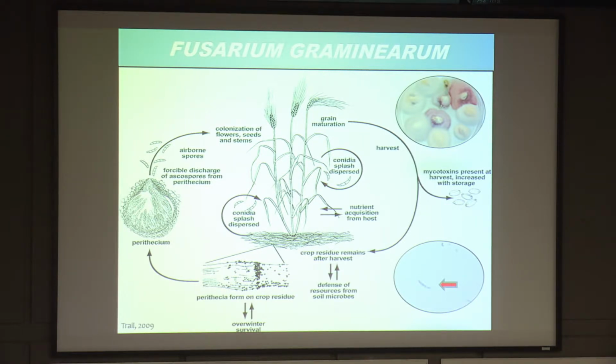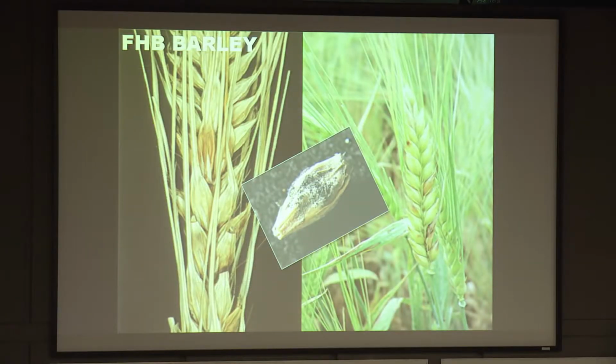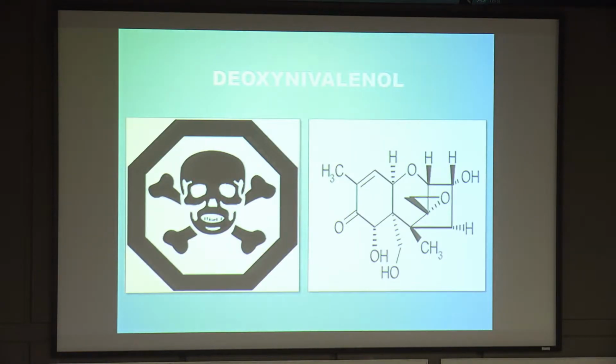So this depicts the life cycle. This was introduced a long time ago from England, but it became a problem in barley in Western Canada in the 1990s. Here's some visual of the disease of a 6-row spike, and on the left is a 2-row spike. These are the fruiting bodies that the fungus produces on the residuals that are left in the field, which turn into spores and infect the heads.